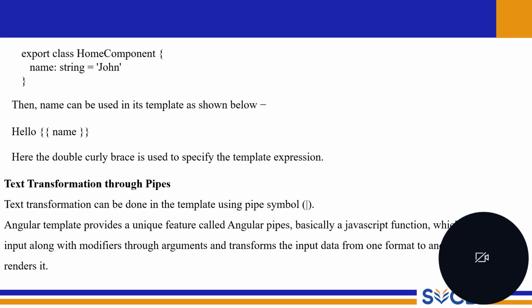And then text transformation through pipes. Text transformations can be done in the template using the pipe symbol. The Angular template provides a unique feature called Angular pipe, basically a JavaScript function which takes input along with a modifier through an argument, and transforms the input data from one format to another format and then renders it.